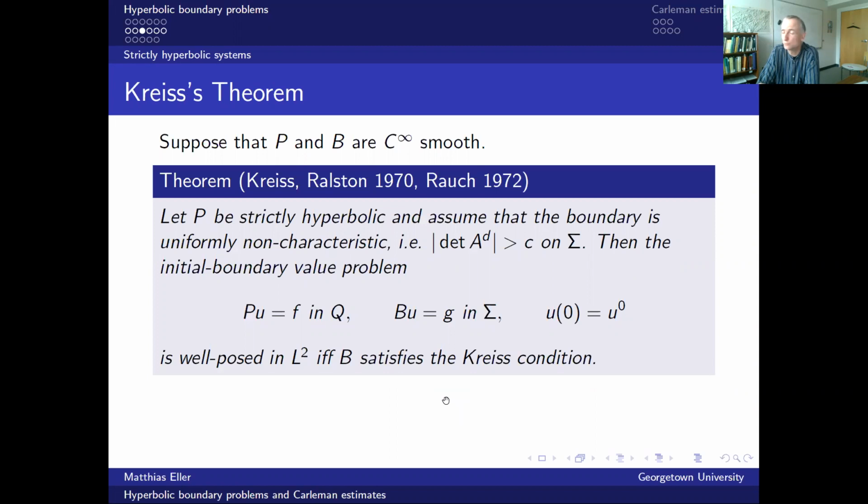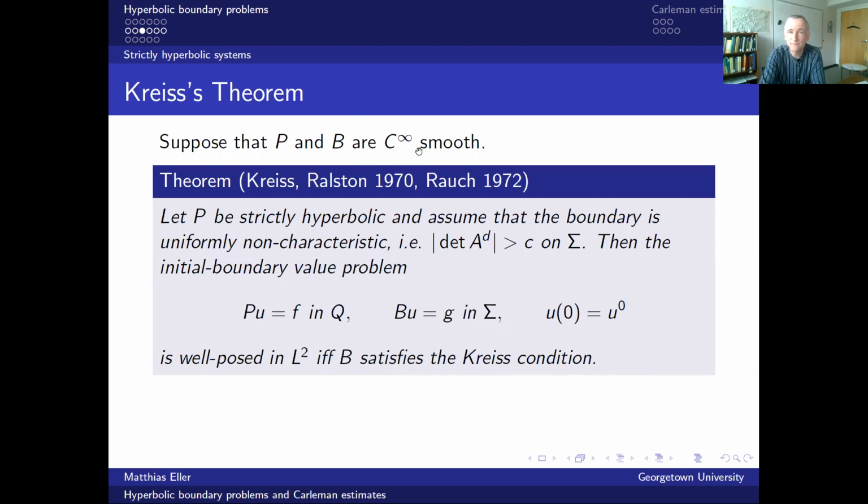So essentially L2 well-posedness for strictly hyperbolic systems. Yeah, so for strictly hyperbolic, the boundary being non-characteristic is important. And again, the mixed problem is L2 well-posed, and here we even have equivalence, if and only if B satisfies the Kreiss condition. This theorem is due to Kreiss and Wahlsten, both papers in 1970, and initially only for 0 initial data, but non-zero initial data were added by Rauch.